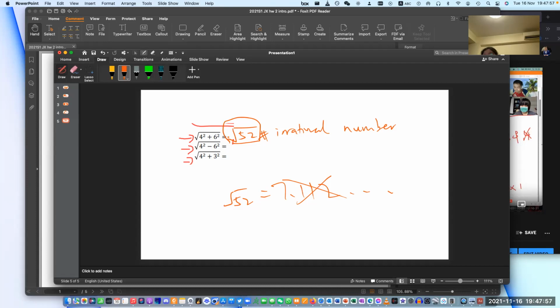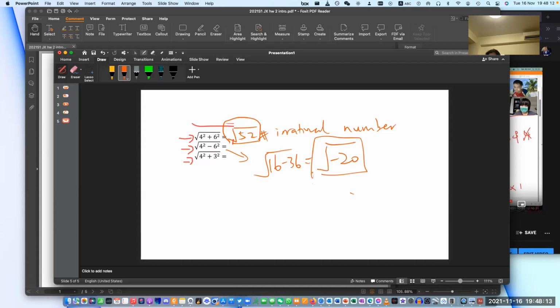Yes. Move on. Second one. For the second one, you can see that you have square root of 16 minus 36, and then you are going to end up with square root of negative 20. And did we talk about you cannot square root a negative number? Did we talk about it last week?